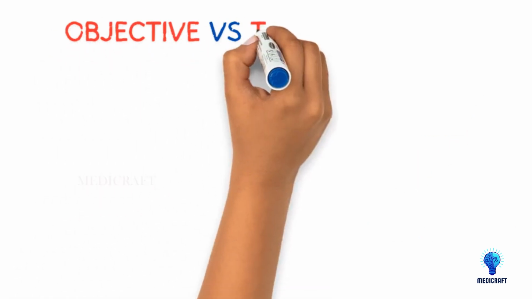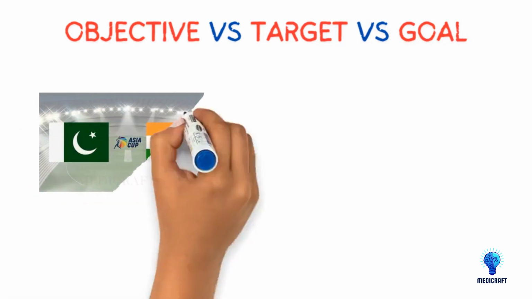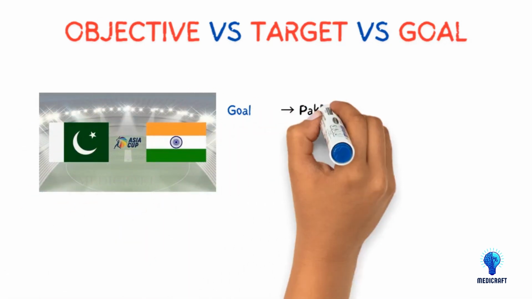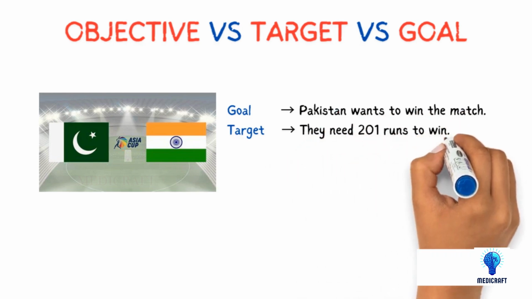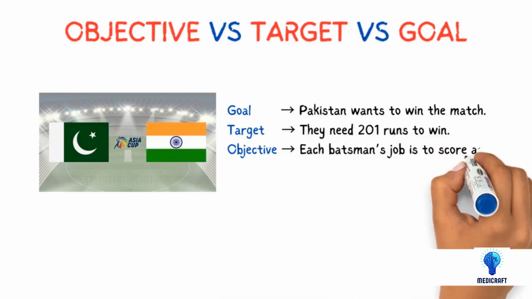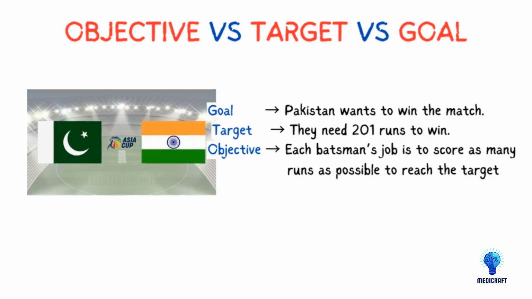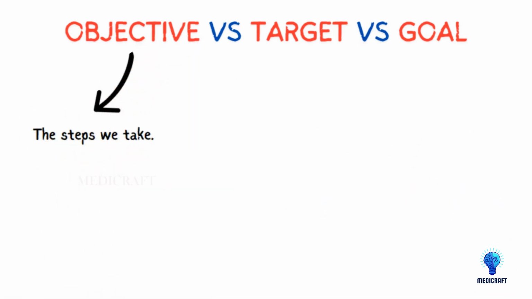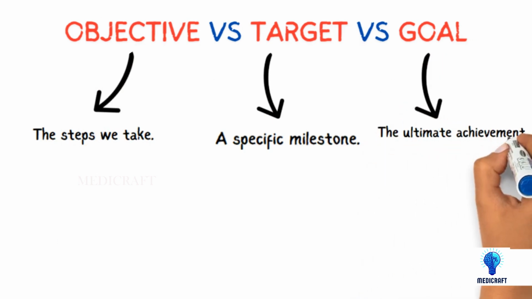Okay, let's clear up a common confusion. What's the difference between an objective, target, and goal? Imagine a cricket match between India and Pakistan. Goal: Pakistan wants to win the match. Target: they need 201 runs to win. Objective: each batsman's job is to score as many runs as possible to reach the target. See the difference? Objective is the steps we take. Target equals a specific milestone. Goal equals the ultimate achievement.